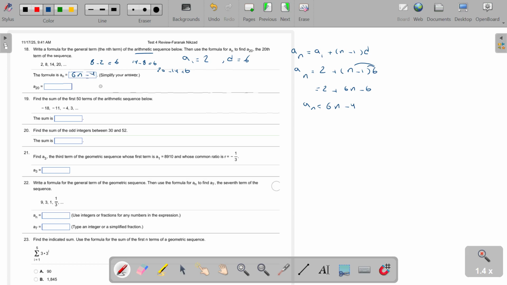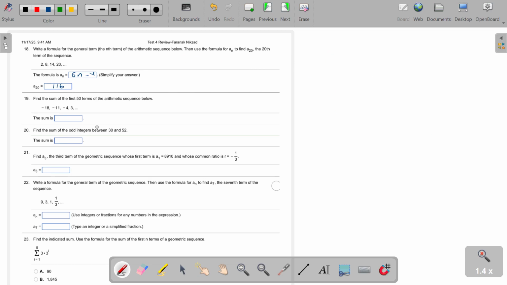Now we want to find a20. So all we need to do is replace the n with 20. So this will be 6 times 20 minus 4. 6 times 20 is 120, minus 4 will be 116. So the 20th term is 120. I'm sorry, 116.